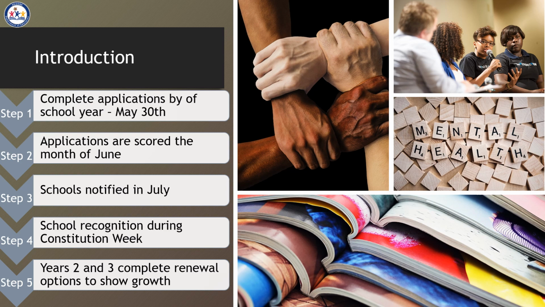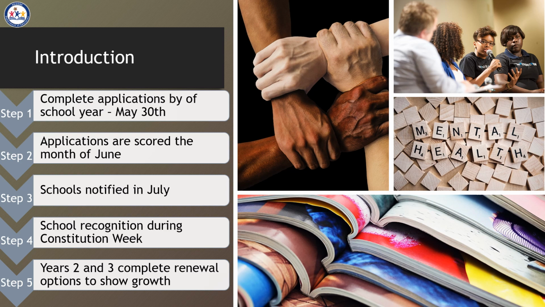Additionally, the timeline of the CE2 application cycle has changed. CE2 applications will be due at the end of the academic school year by May 30th. Applications will be scored during the month of June, and schools will be notified by the end of July. Please be sure to include a summer contact information for someone to be reached during that time period.